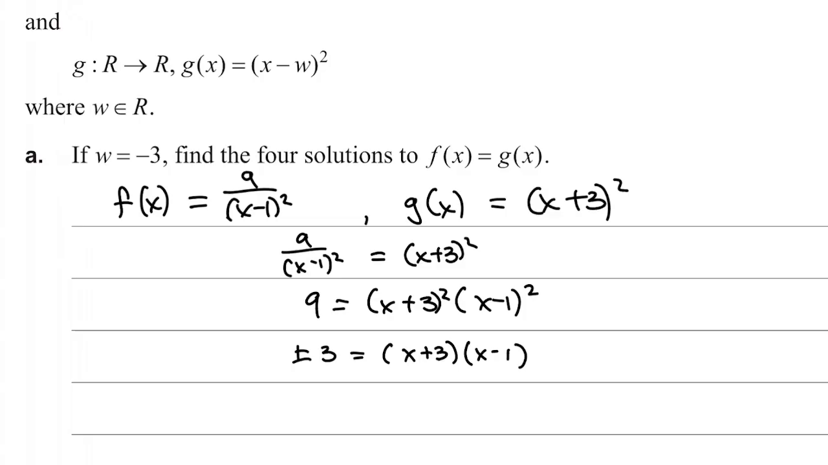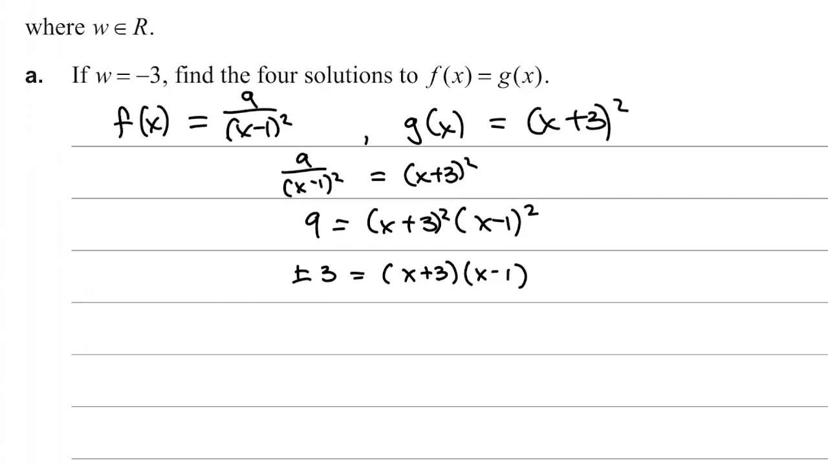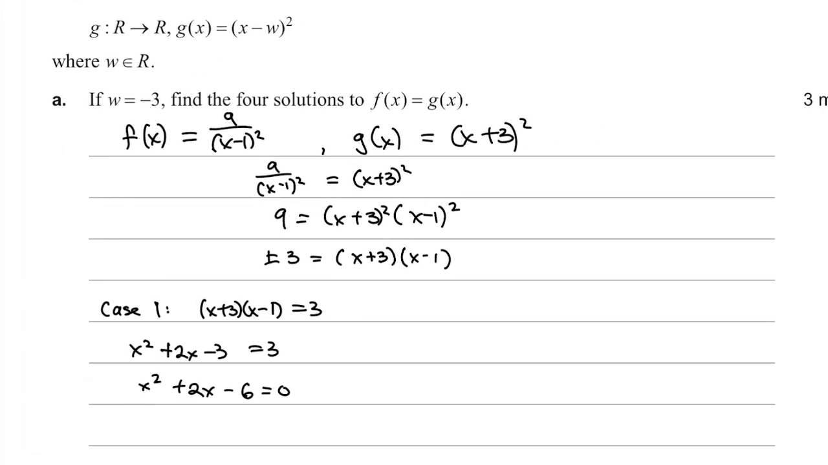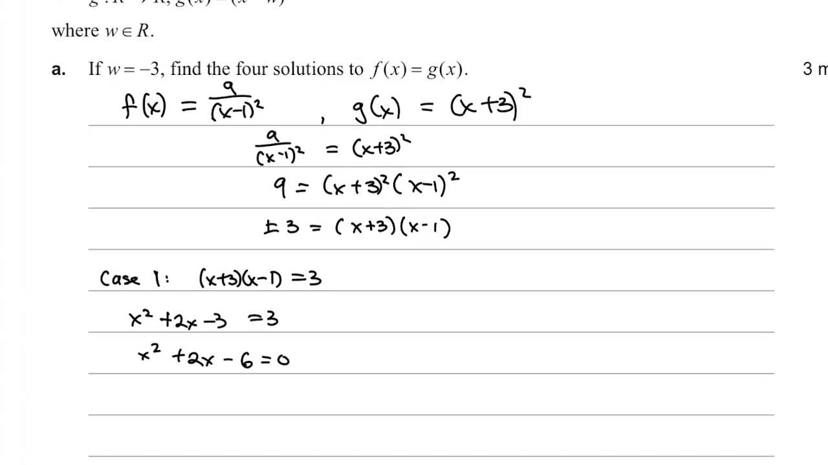And so from there, we can start looking at cases. So I'll just say case 1. We have x plus 3, x minus 1 equals 3. So the positive version. So that means we'll have x squared plus 2x minus 3 equals 3. So that means we're going to have x squared plus 2x minus 6 equals 0. Is that right? I think so. Yeah, checks out.